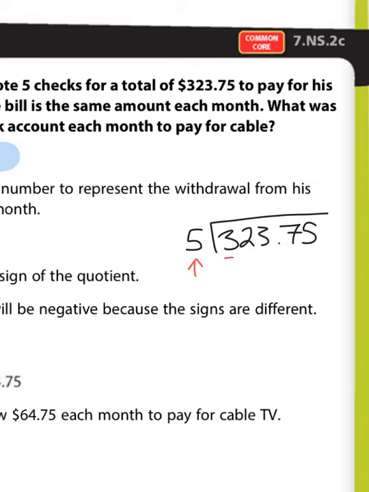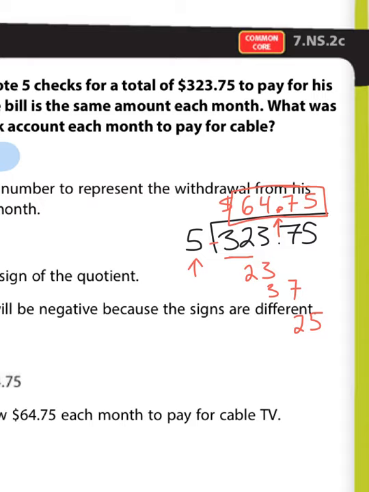So 5 does not go into 3, however 5 does go into 32. 5 goes into 30 by 6. I have 2 left over, drop the 3. 5 goes into 20 by 4. I have 3 left over, drop the 7. 5 goes into 35 by 7. There's 2 left over, and drop the 5. 5 goes into 25 by 5. And the decimal goes straight up. So my answer is 64.75.